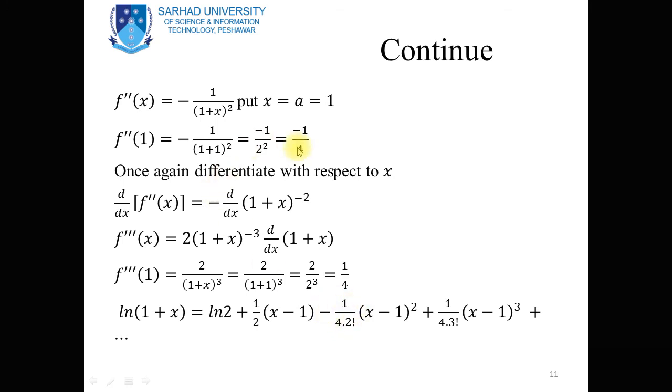Actually the second order derivative is equal to minus 1 over 4 at x equal to 1. So minus 1 over 4 into 2 factorial into (x minus 1) whole square, plus the third order derivative, you see over here, of the function at x equal to 1 is 1 over 4. So plus 1 over 4 into 3 factorial into (x minus 1) whole cube, plus and so on.